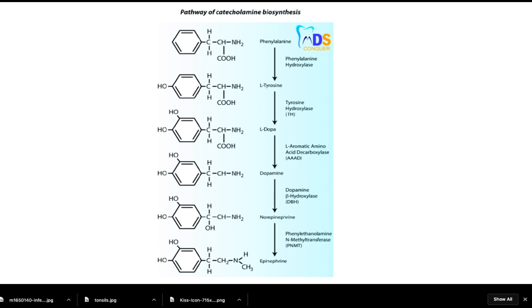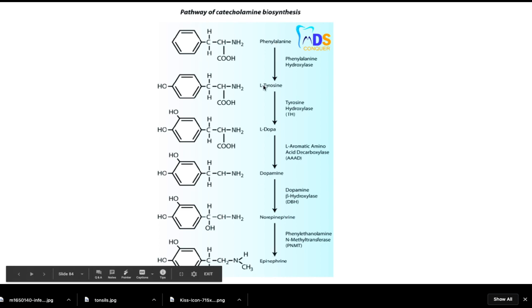And see this pathway of catecholamine biosynthesis. Catecholamine biosynthesis starts from phenylalanine and ends at epinephrine. The steps involved: phenylalanine is converted into tyrosine, tyrosine is converted into L-DOPA, L-DOPA is converted into dopamine, dopamine is converted into norepinephrine, and norepinephrine is converted into epinephrine.